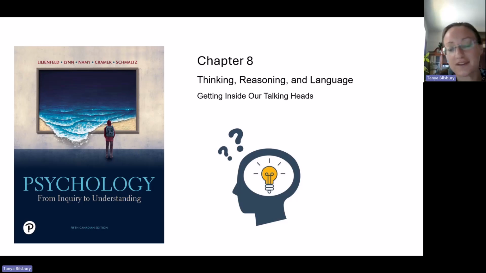Today, we will be learning about thinking, reasoning, and language from Chapter 8 of your Intro Psych textbook. And these are really important and interesting topics in psychology, right? A lot of your psychology is about what goes on in your head, in your mind. And that's hard to study, isn't it? It's hard to observe because it's in your head. And that makes it an interesting subject and a fun challenge.